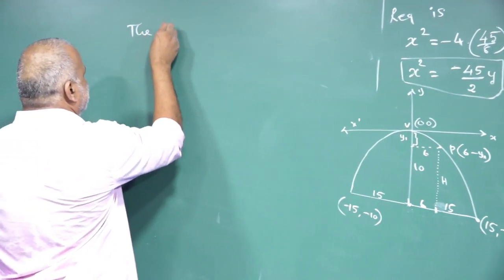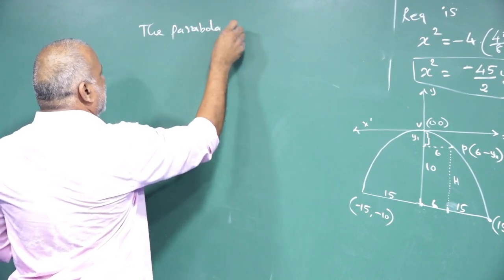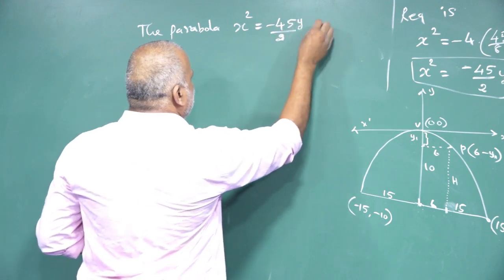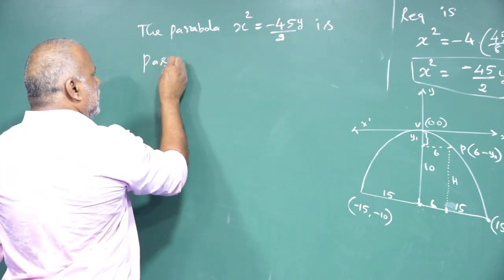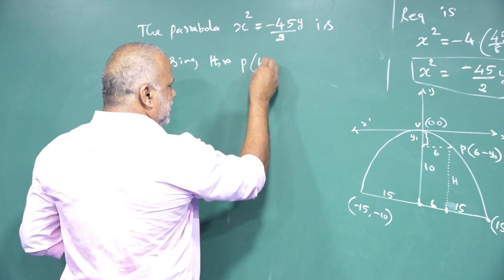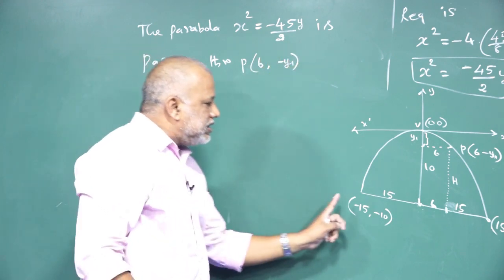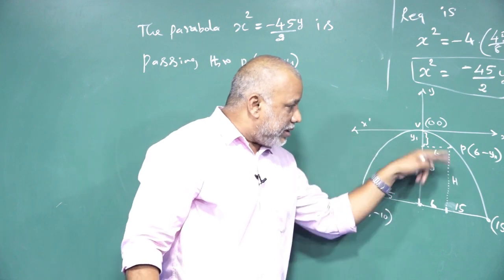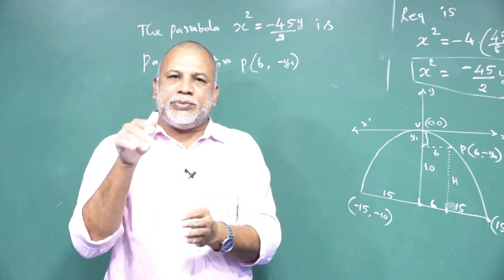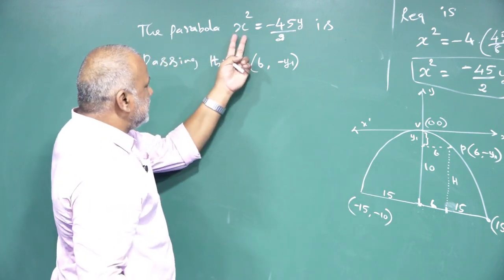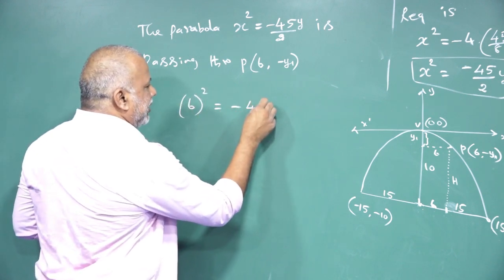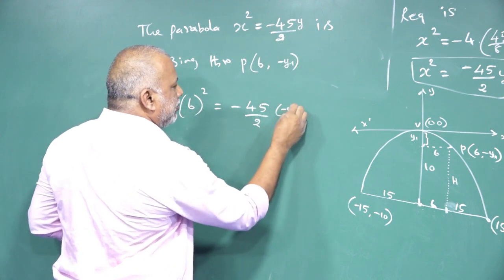Therefore the parabola x squared equal to minus 45y divided by 2 is passing through the point P of 6 comma minus y1. So this is the parabola. If any equation passes through a particular point, we are able to substitute here. Instead of this x, I am replacing 6. That means 6 squared equals minus 45 by 2, and the value of y must be minus y1.